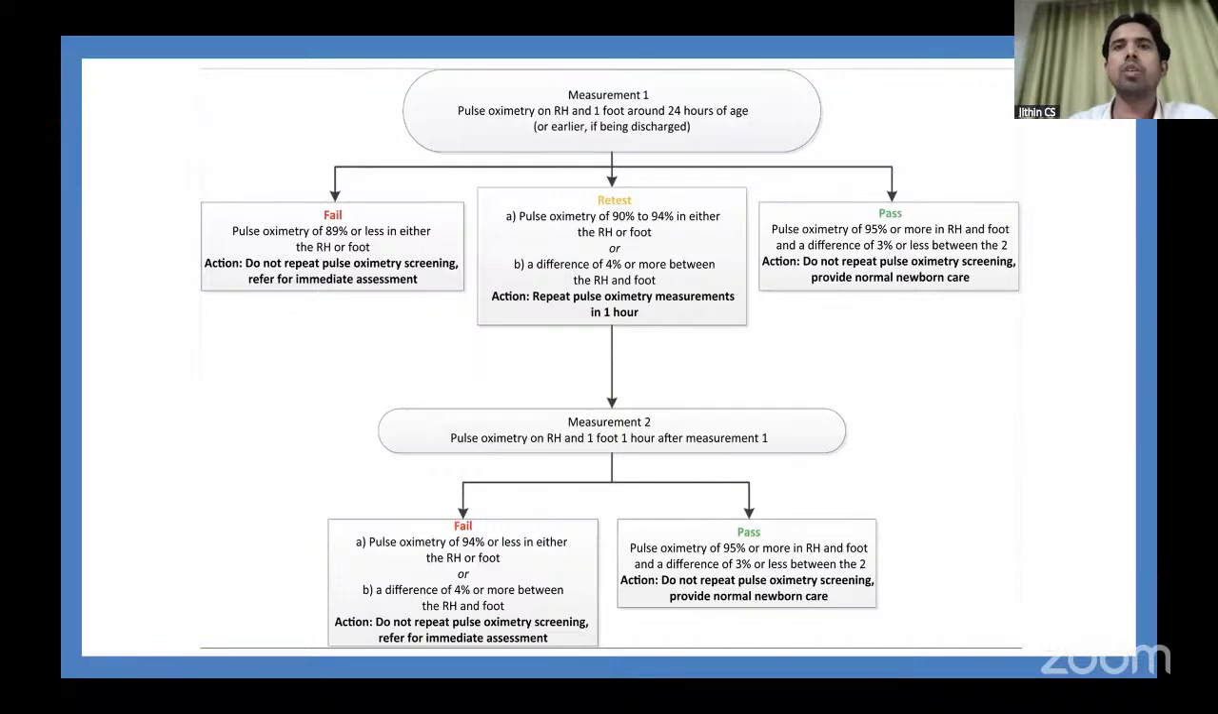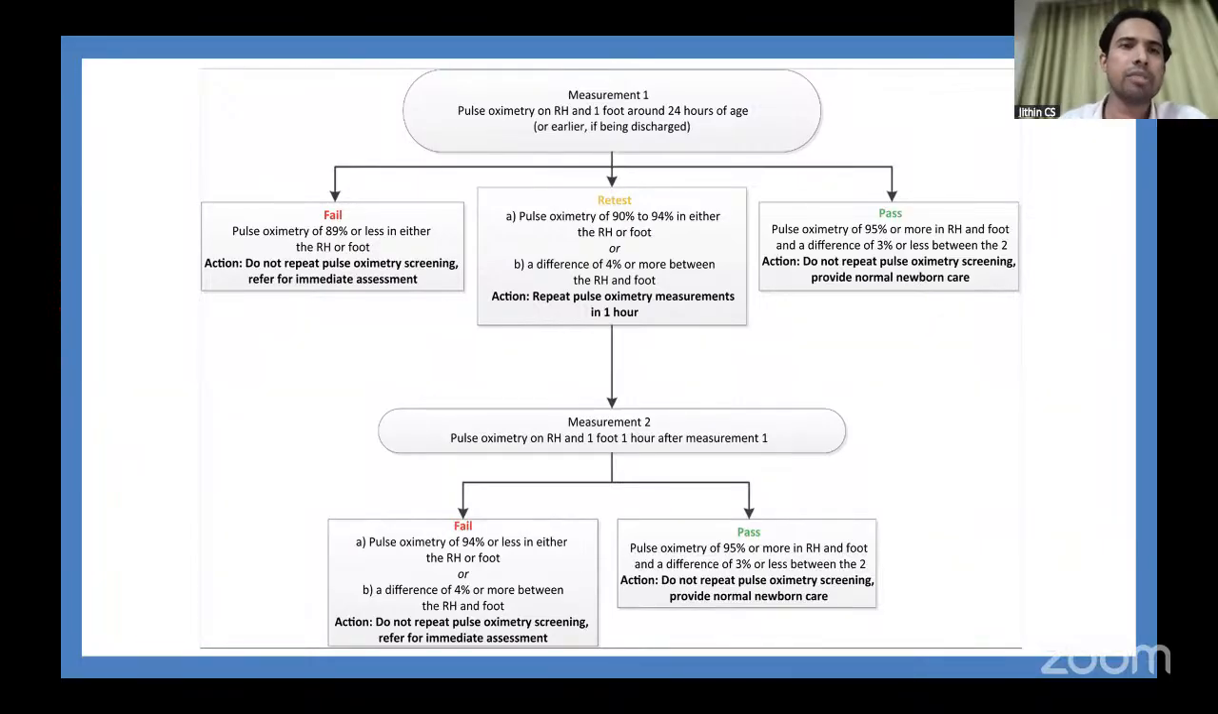So this is the algorithm for a CCHD screen. We need to attach a pulse oximeter to the right hand and any of the feet, and it should be done ideally after 24 hours of age. A pass result means a pulse oximetry result of more than or equal to 95% in both limbs. That means it should be 95% or more in both the right hand as well as in any of the feet, and the difference should not be more than 3%.